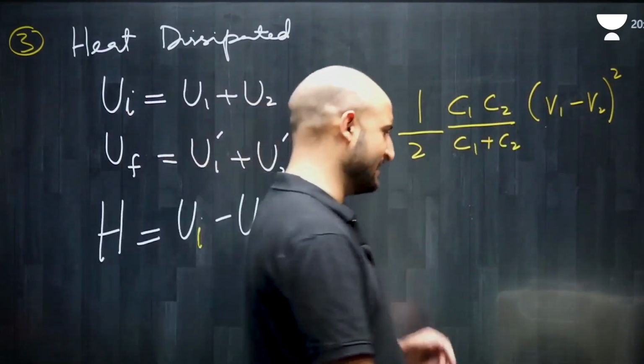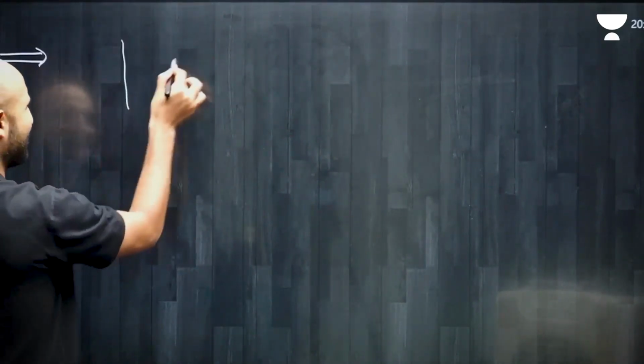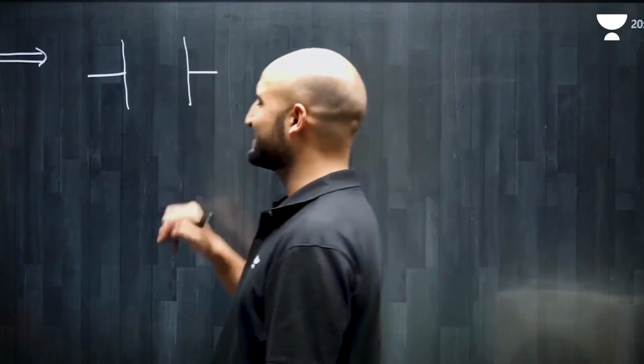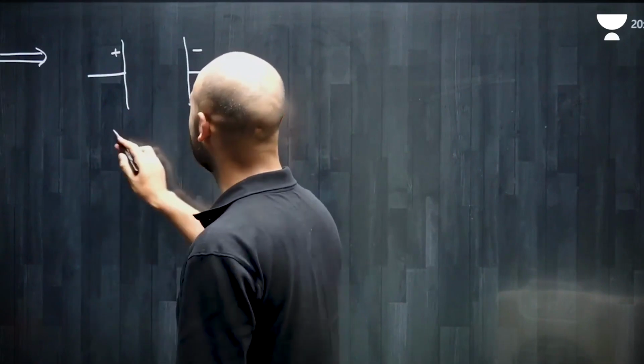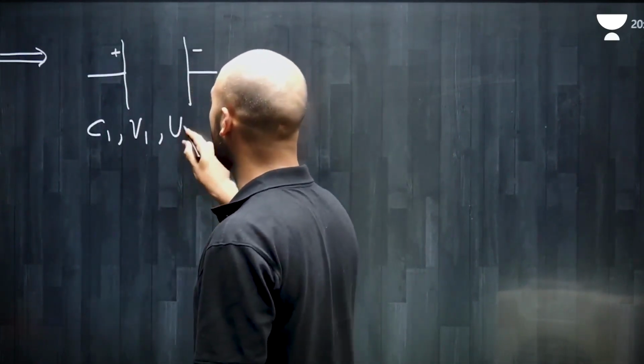But along with that, I can stretch these equations to one more situation. What is that? Have a look here. Suppose I have two parallel plate capacitors. Until now, I was talking about two conductors, right? I have two capacitors here. This is, let's say, the positive plate, this is the negative plate. Let's assume that the capacitance is C1, potential is V1, energy stored is U1.